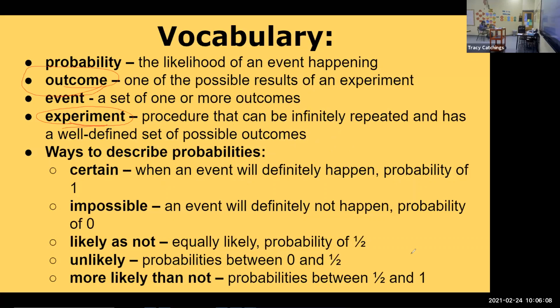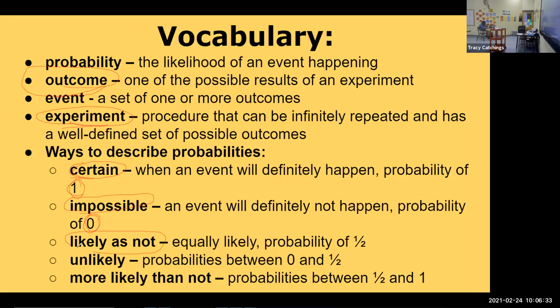All right, ways of describing probability. You are going to need to know these 5. The first is certain, and that's pretty much when we have a probability of 1. Don't have to write all the stuff, just circle it. Certain is 1. Impossible, that's when an event is at 0. Those are the main 2 that's pretty much definite. Certain is 1, impossible is 0.